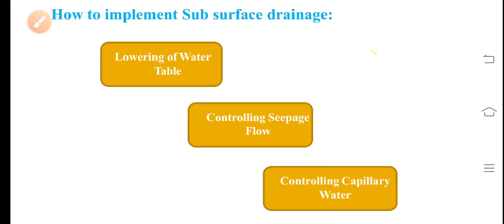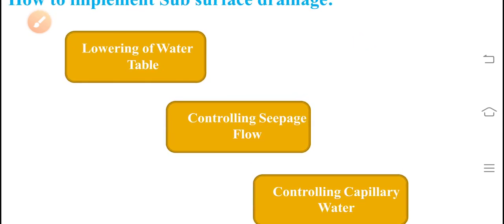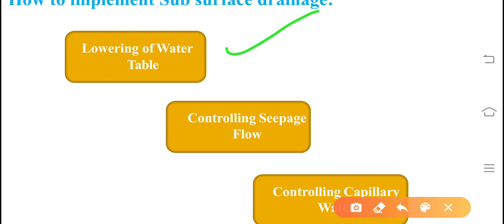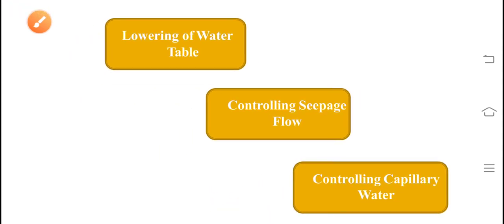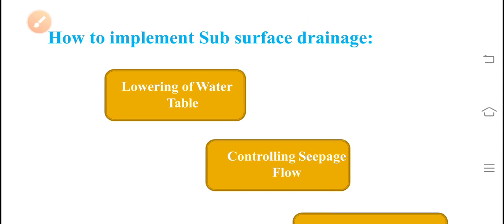How to implement subsurface drainage? First, lowering of the water table, which is possible. Second, controlling seepage flow, which is possible by putting in a barrier. And third, controlling capillary water. If we follow all these three, we can definitely implement subsurface drainage.